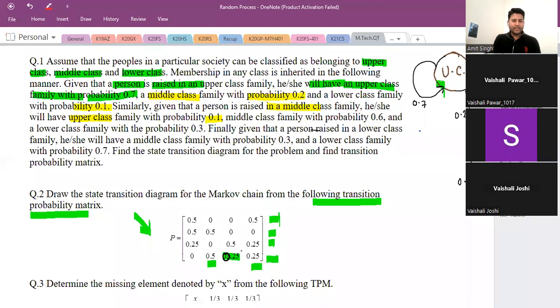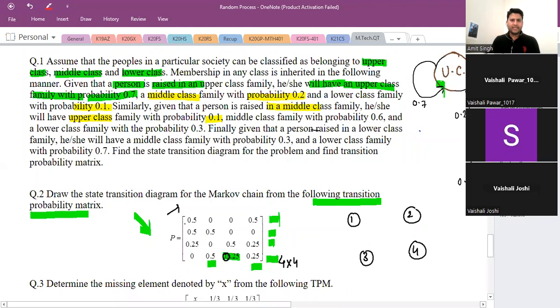Within the next 2-3 minutes, try to make a transition diagram from it. So the total states we have are 1, 2, 3, 4. As it is a 4x4 matrix, there are 4 states. We can give the names as A, B, C, D or 1, 2, 3, 4, as you like. I am taking 1, 2, 3, 4.